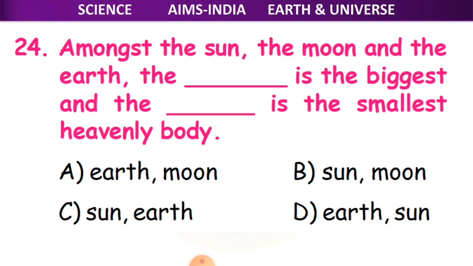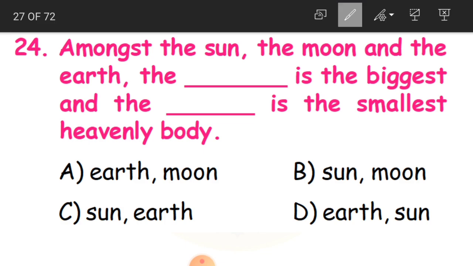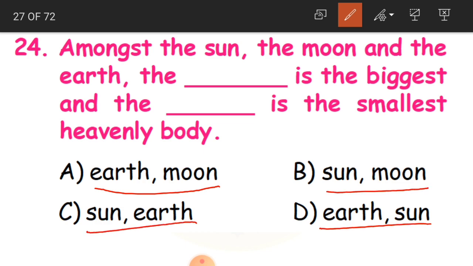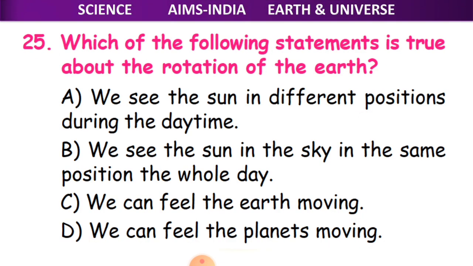Now the 24th question. Amongst the sun, the moon and the earth, the dash is the biggest and the dash is the smallest heavenly body. So when you have the sun, the moon and the earth, which is the biggest and which is the smallest? Either earth and moon, sun and moon, sun and earth, or earth and sun. The answer is sun and moon. Sun is the biggest and the moon is the smallest heavenly body. Clear, children?